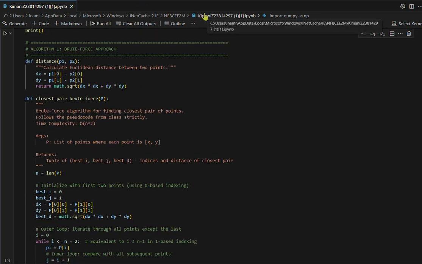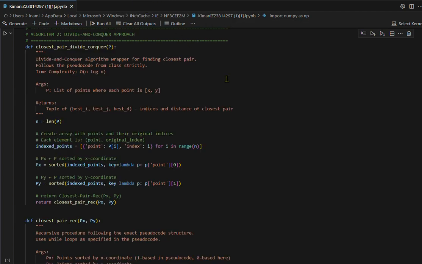Next, I move to define the brute force algorithm, which is the first algorithm I use. This function uses nested while loops to check every pair of points, calculate the Euclidean distance, and keep track of the minimum. Since it compares all possible pairs, it grows quadratically, which is big O n squared behavior.